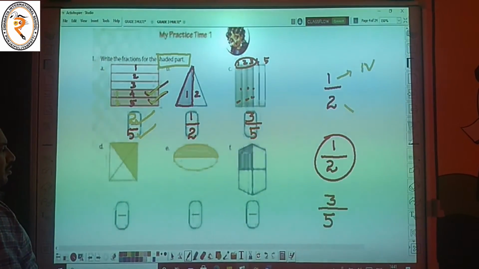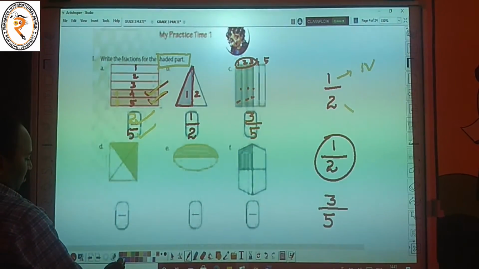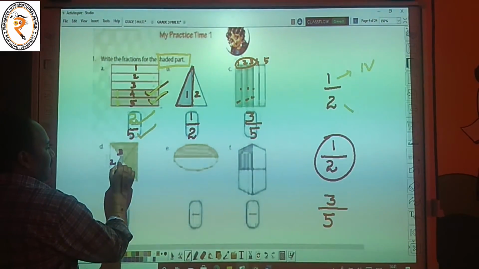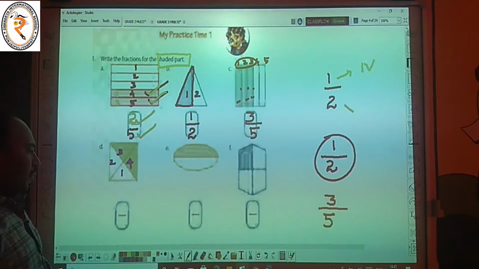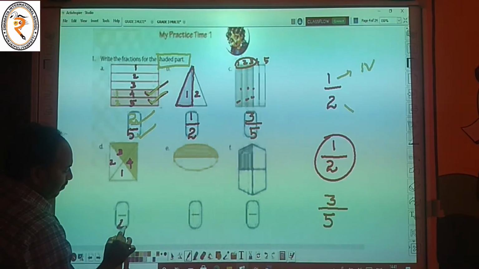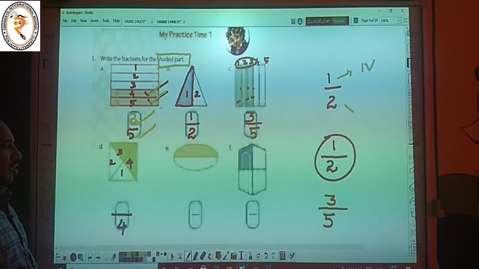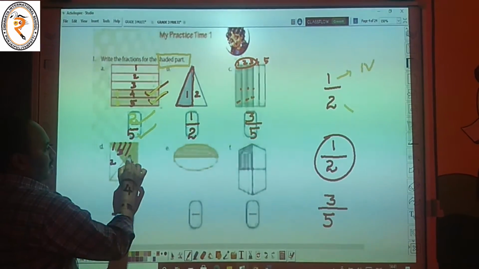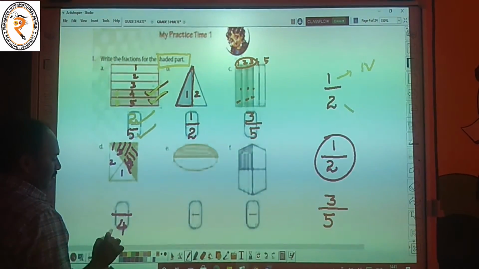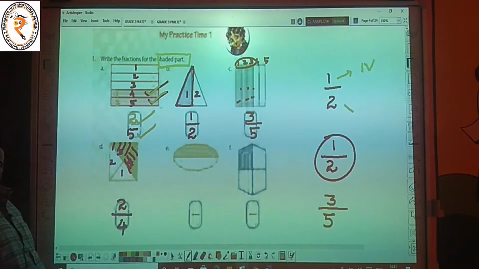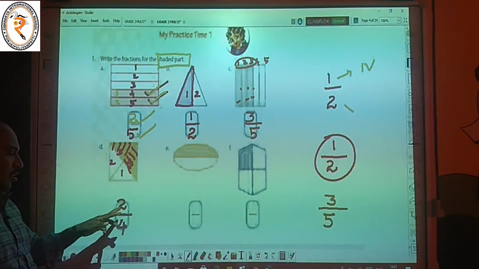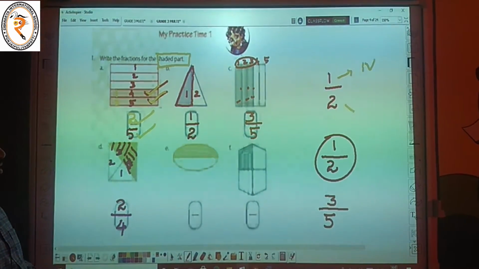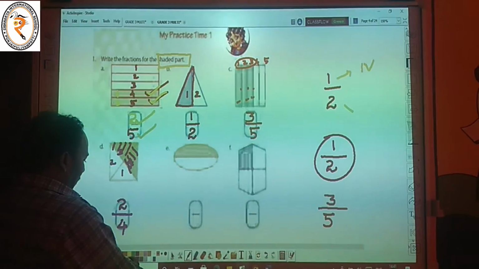The next one, D part. 1, 2, 3, 4. We have 4 parts. That is the denominator. And the shaded part is 1 and 2, so 2 is called the numerator. Our fraction is 2 by 4.